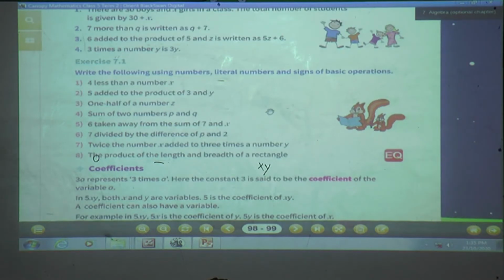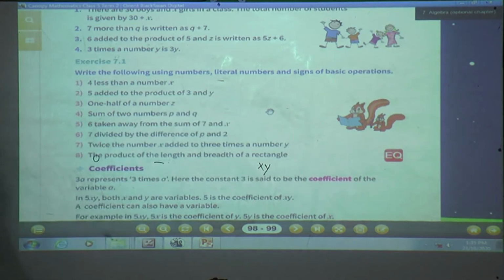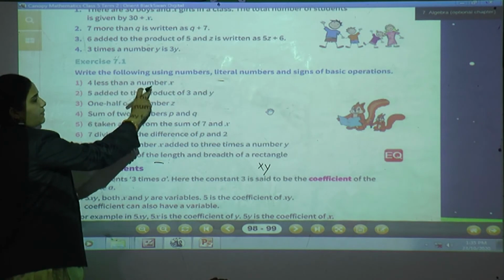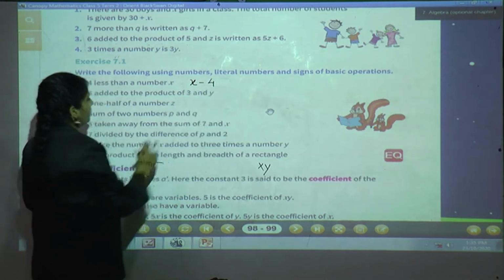Students, read the question carefully. What have they given here? Write the following using numbers, literal numbers and signs of basic operations. See the first one, 4 less than a number x. What operation do we use here? Subtraction. So 4 less than a number x is x minus 4.